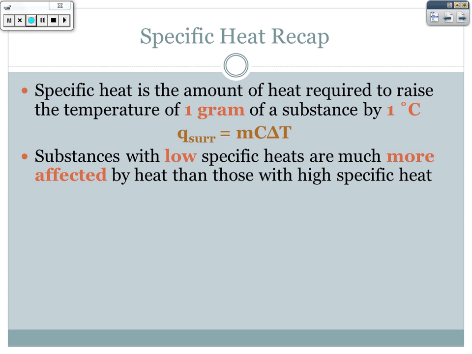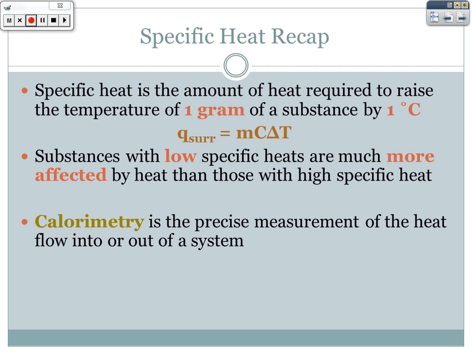So let's say a metal has a specific heat of 0.90 joules per gram degree Celsius, and water has a specific heat of 4.18 joules per gram degree Celsius. The metal is going to heat up faster or more than water, given the same amount of energy being put towards it. So heat energy. So the lower the specific heat, the more easily it is affected by temperature.